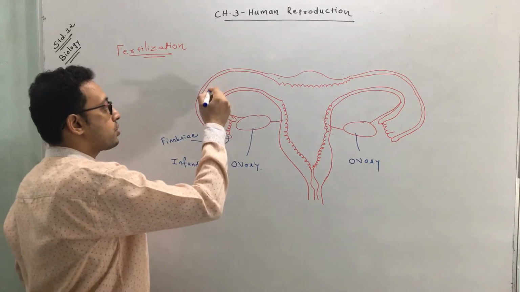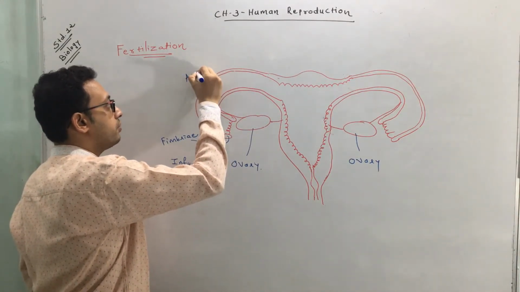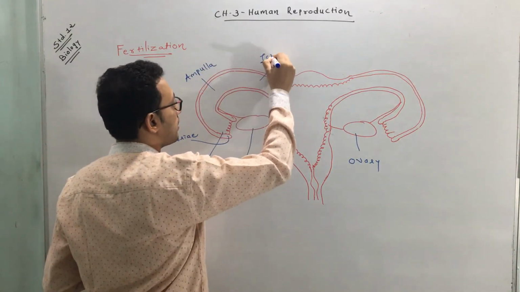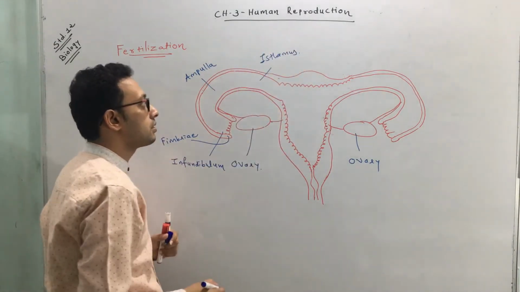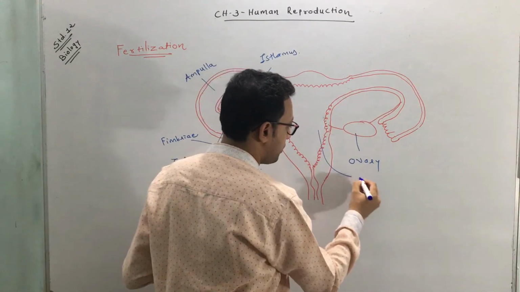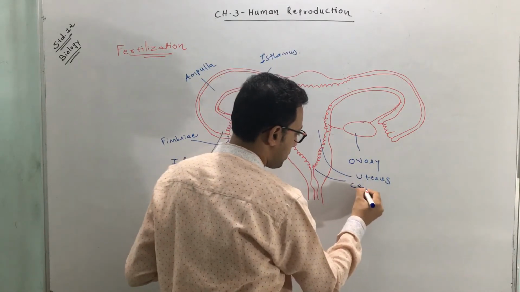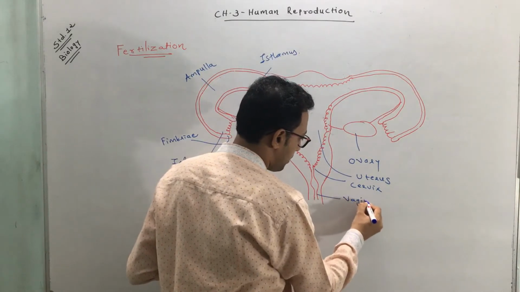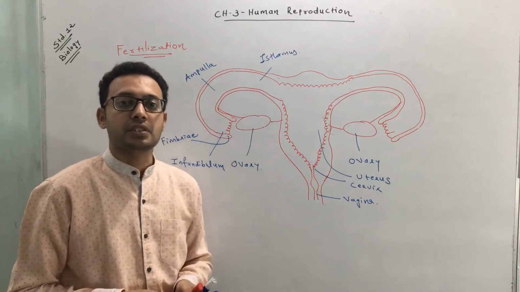There are two portions. The wider portion of this oviduct or fallopian tube is called the ampulla, and the narrower portion is called the isthmus. Next, this isthmus is connected with the uterus. This is the cervix, and that opens through the vagina. So these are the different parts of a female reproductive system.